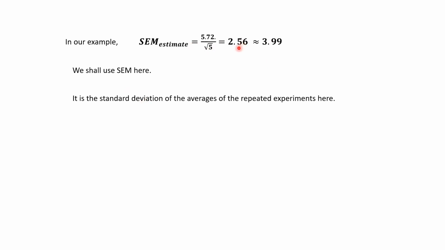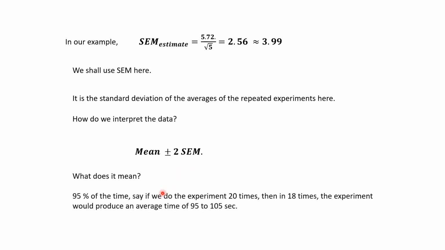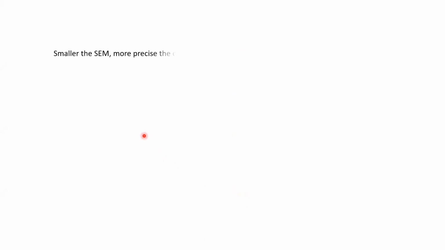We shall use this calculated, estimated SEM here. It is the standard deviation of the average of the repeated experiments here. How do we interpret the data? Mean plus or minus 2 times SEM. So 95% of the time, that means if you do the experiment 20 times, then in 18 times, the experiment would produce an average time of 95 to 105 seconds. Why 95? 100 minus 2 times 2.5, 100 plus 2 times 2.5, right?